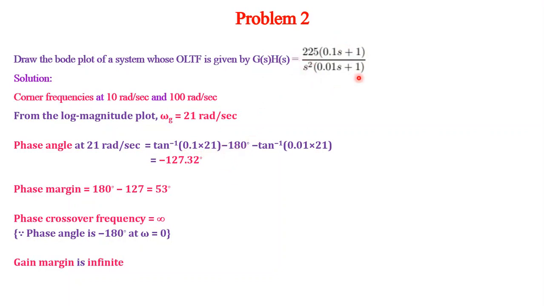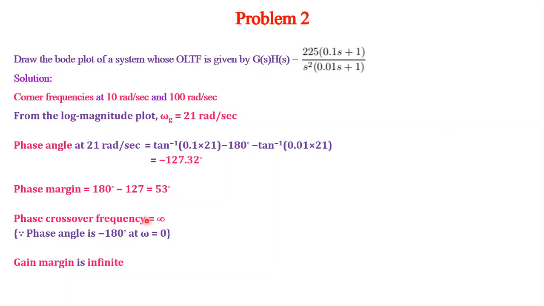Denominator means minus 180. What is 1 plus j 0.01 omega? Tan inverse of 0.01 omega, tan inverse of 0.01 into 21. Minus sign because this is the denominator. Since these two are in the denominator, minus sign. So if we substitute at 21 radian per second, then we will get a phase angle of minus 127. Therefore, the phase angle is less negative than minus 180, so the phase margin is positive. We know how to calculate: 180 minus 127 is 53 degree.